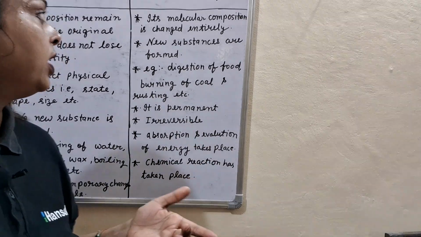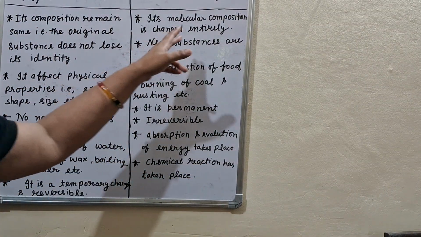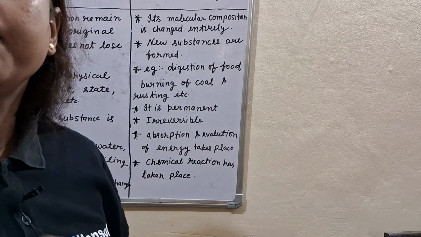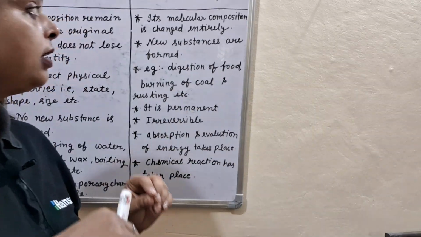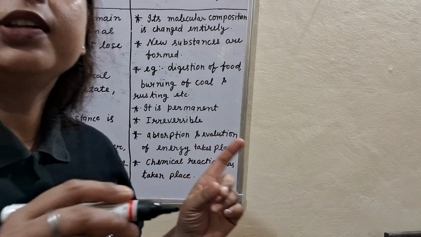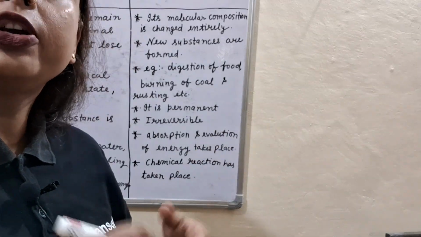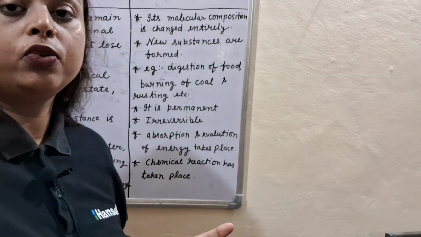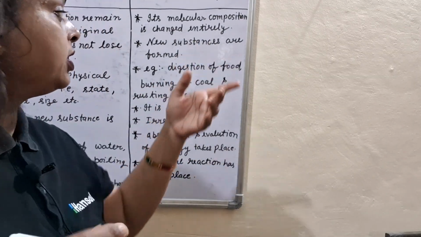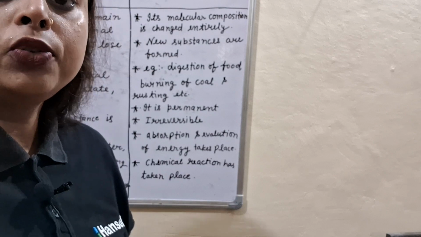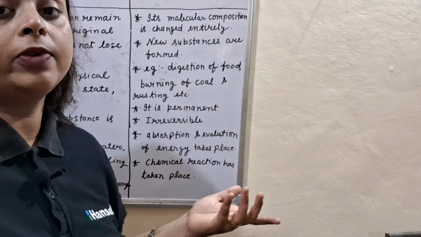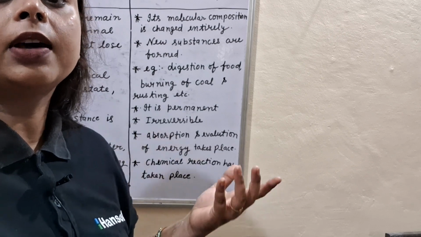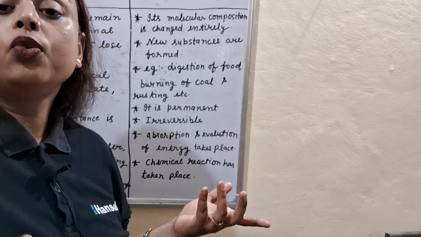In chemical changes, its molecular composition is changed entirely. Its molecular composition completely changed. New substances are formed. You know very well, in chemical changes new substances are formed. For example, when digestion of food takes place, we get energy and some simplest form of glucose.